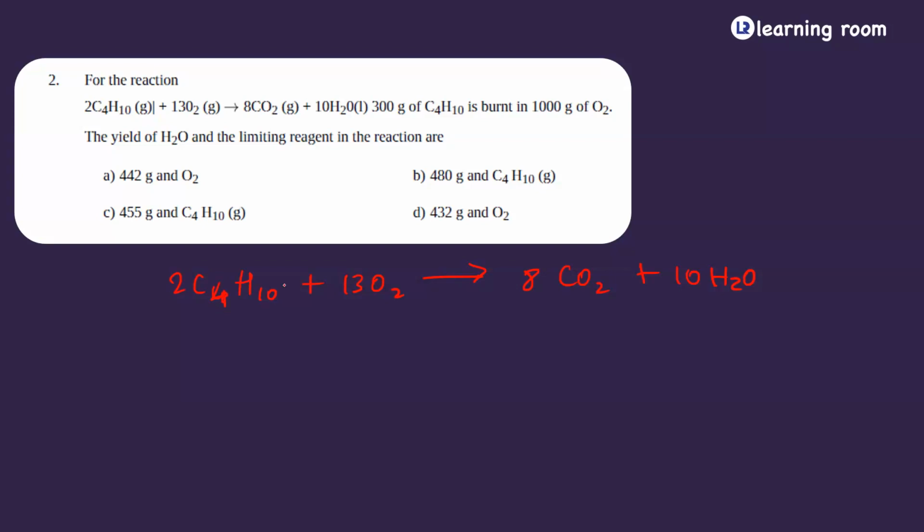Listen, guys. So how will this reaction happen? They are asking the yield of H2O and the limiting reagent in the reaction. So C4H10 is burnt in 1000 grams of O2. So if we are burning in 1000 gram of O2, what are we going to do here? What is the first thing that we have to see? The known detail is what we should take first. Do you understand what I am saying? What is the known detail now? C4H10. What is the molar mass of C4H10? Calculate.